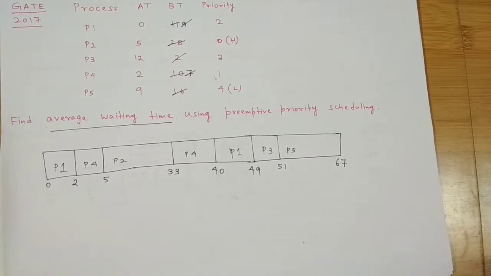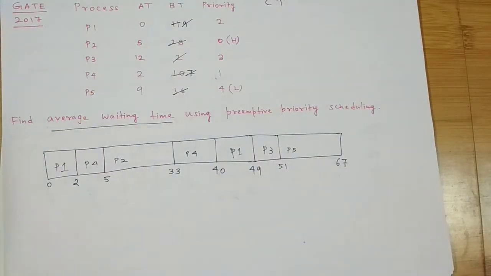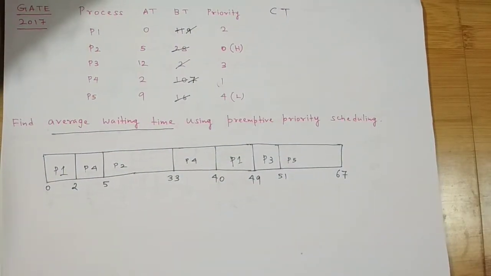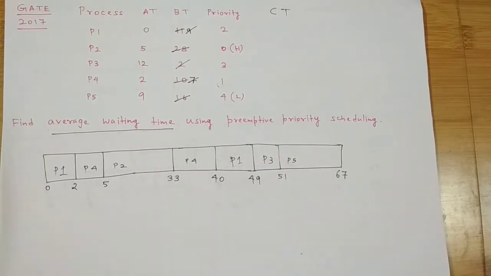So first we need to find the completion time. So let's find the completion time first. The completion time will be found by looking at the NAT chart. Now if you look at the NAT chart, you will find that processes have repeated. This generally happens in preemptive scheduling algorithms.